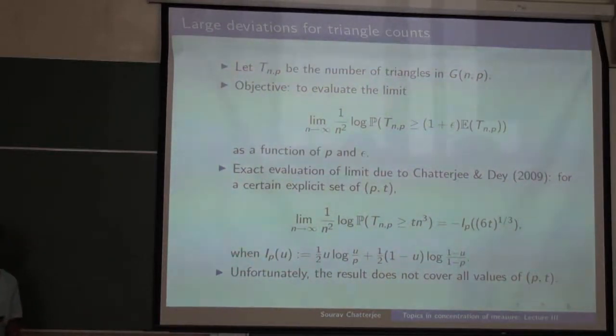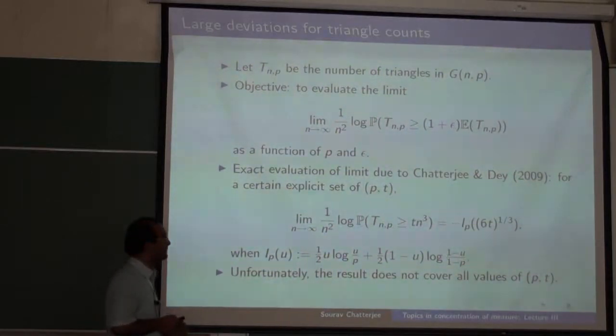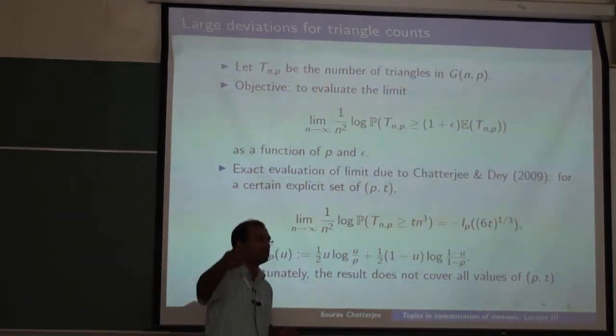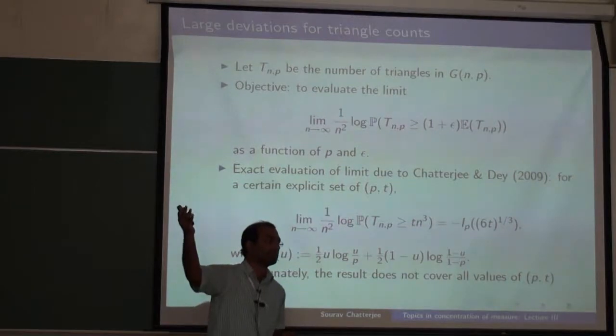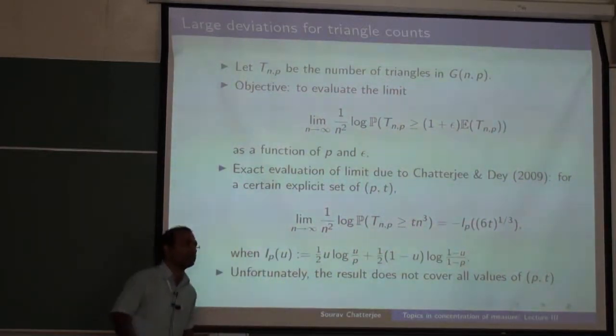Any questions? Yes? Where does this n squared come from? Oh, the n squared? Well, it's because there are n squared edges. So for the probability of any rare event, each atom in the space has mass 2 to the minus n squared over 2. So rare events are like e to the minus n squared times something.